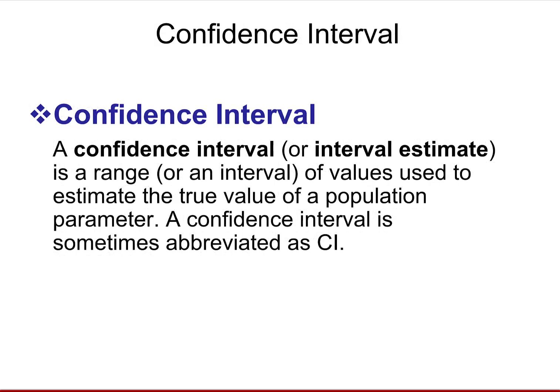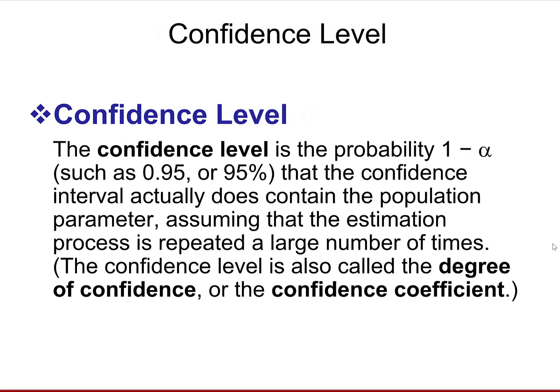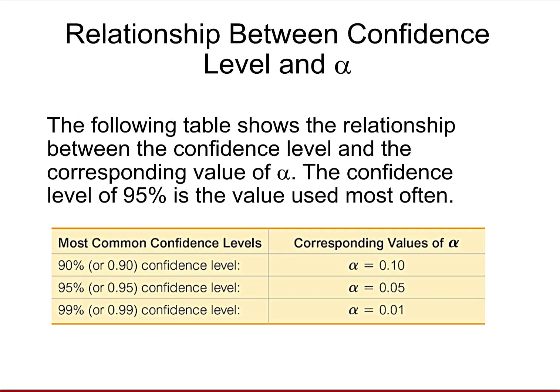The confidence interval or interval estimate is a range of values rather than a point estimate that's used to estimate the true value of a population parameter. A confidence interval is sometimes abbreviated with a capital C and capital I. The confidence level, which is 1 minus alpha, such as 0.95 or 95%, is the confidence that the interval actually contains the population parameter, assuming the estimation process is repeated a number of times. This is also called the degree of confidence or the confidence coefficient. Some commonly used confidence levels are shown in this table: 90%, 95%, 99%. The most common one is 95%.